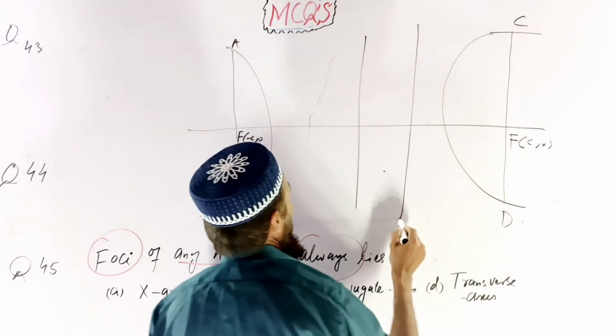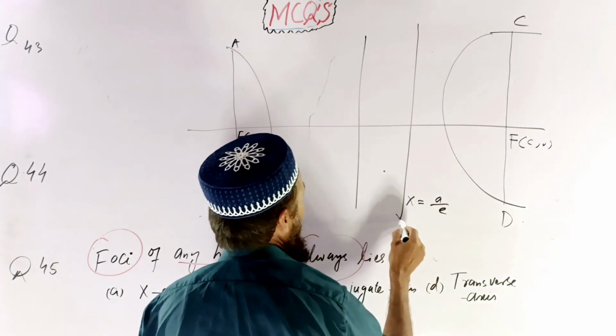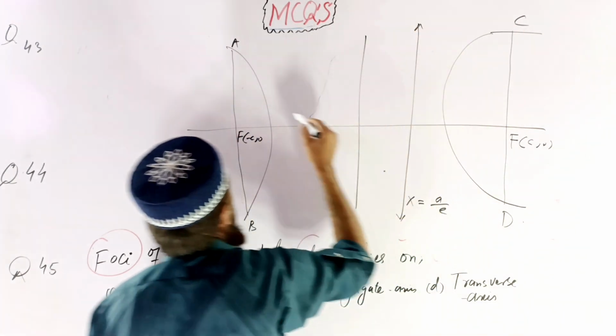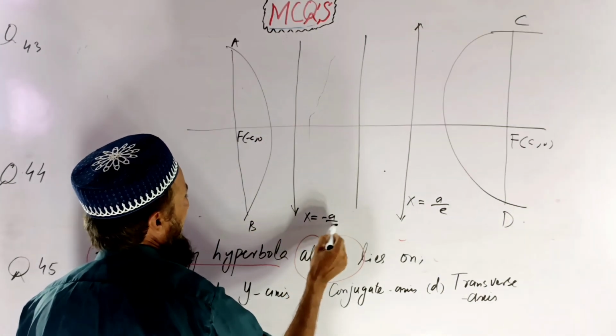And that one is the directrix line, x is equal to A divided by E. Directrix line. And here is the directrix line, x is equal to minus A divided by E.